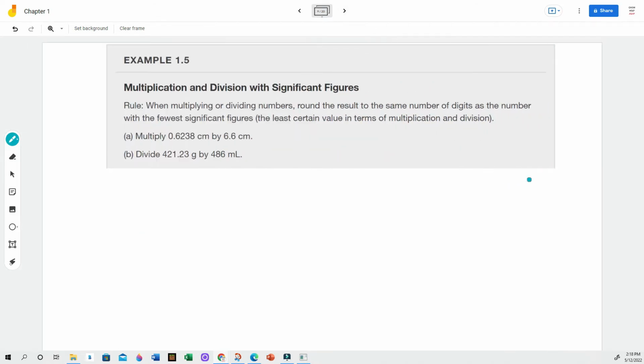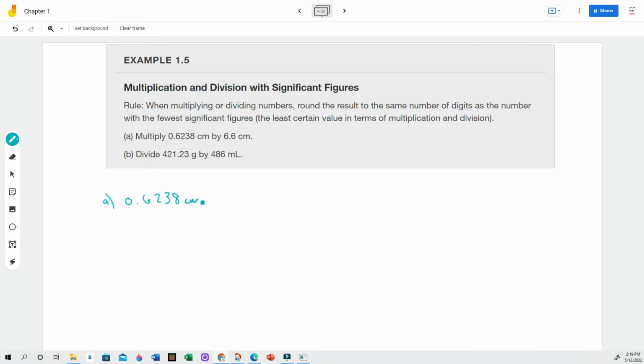Example 1.5. Now we're going to practice multiplication and division. So they remind us of the rule: when multiplying or dividing numbers, round the result to the same number of digits as the number with the fewest significant figures, the least certain value in terms of multiplication and division. So in addition and subtraction, of course, we looked at decimal places. This time we're just going to look at the number of sig figs in all of the numbers that we're multiplying and dividing. So for part A, we are multiplying these 2 numbers.